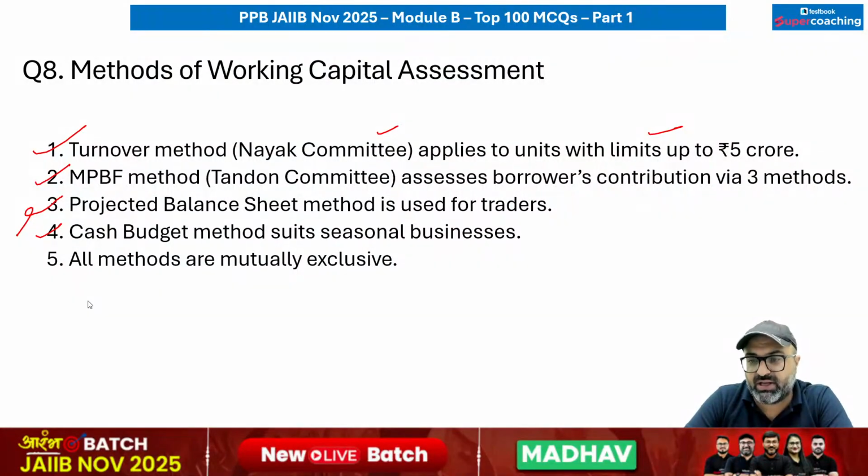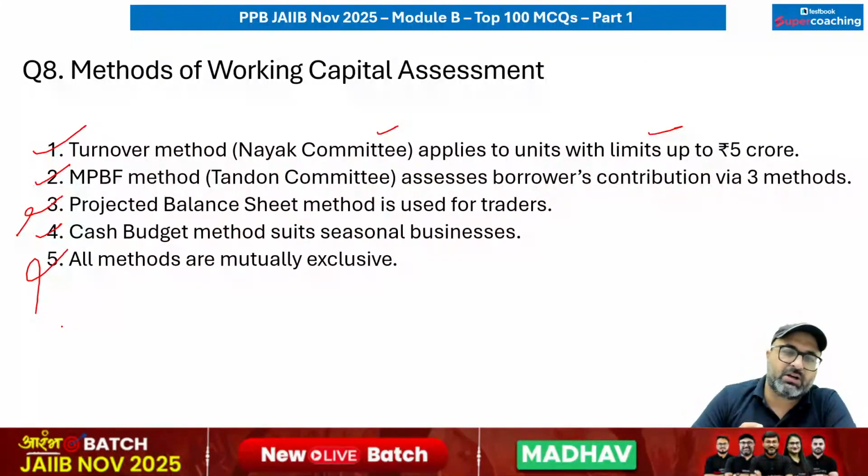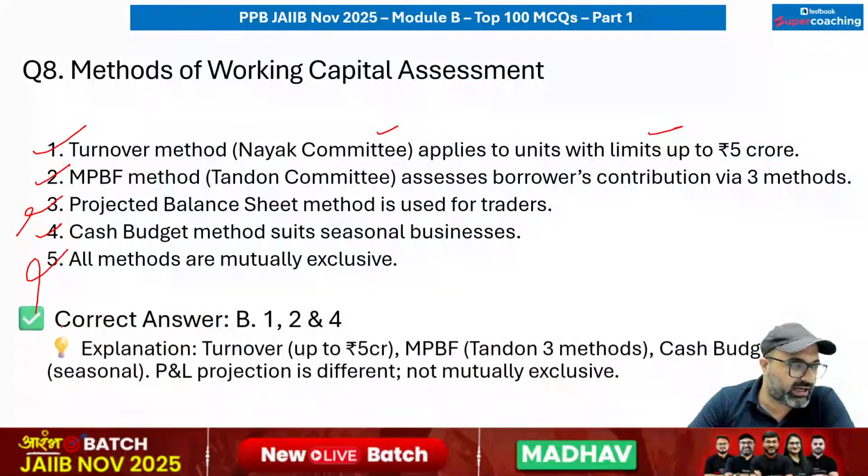All methods are mutually exclusive. No sir, they are not mutually exclusive. P&L projection is different and they are not mutually exclusive. So that is wrong. So the answer is going to be 1, 2, 4 are correct. The rest, 3 and the 5th option, are wrong.